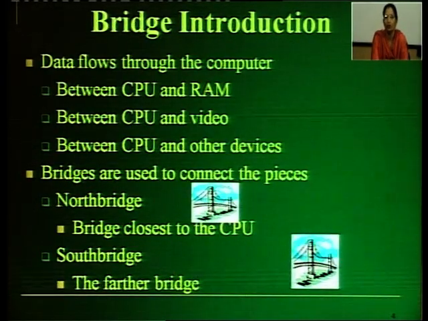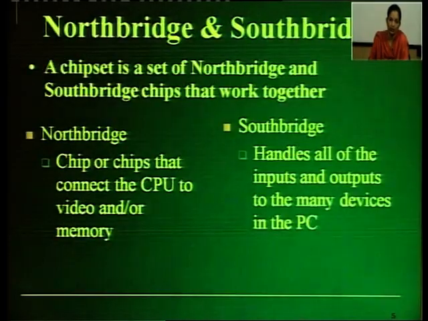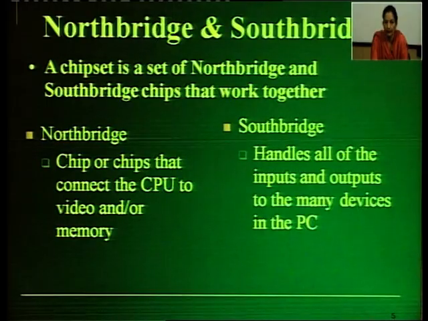The first one is called north bridge, that is the bridge closest to the CPU. The second is the south bridge, that is the bridge farther from the CPU. The north bridge is used to connect the CPU to the video and or memory. North bridge is a chip, or we can say a set of chips, that connect the CPU to the video and or the memory. And the south bridge handles all kinds of input and output to the many devices in your system.